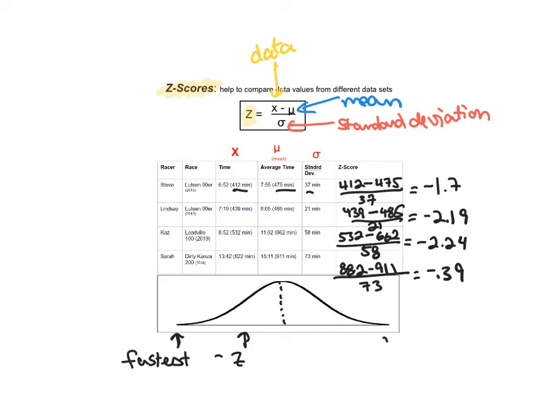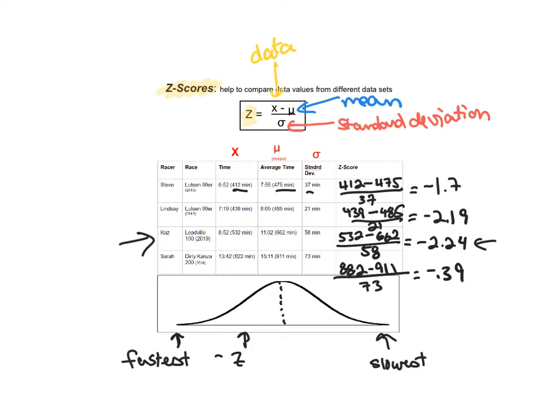And the ones here would be the slowest, just because this is in terms of time. So the smallest numbers would be the fastest and the largest numbers would be the slowest. It took them the longest to finish the race. So the person that is the furthest away from the mean would be this person, who's almost 3 standard deviations away from the mean, which would be a super fast time.